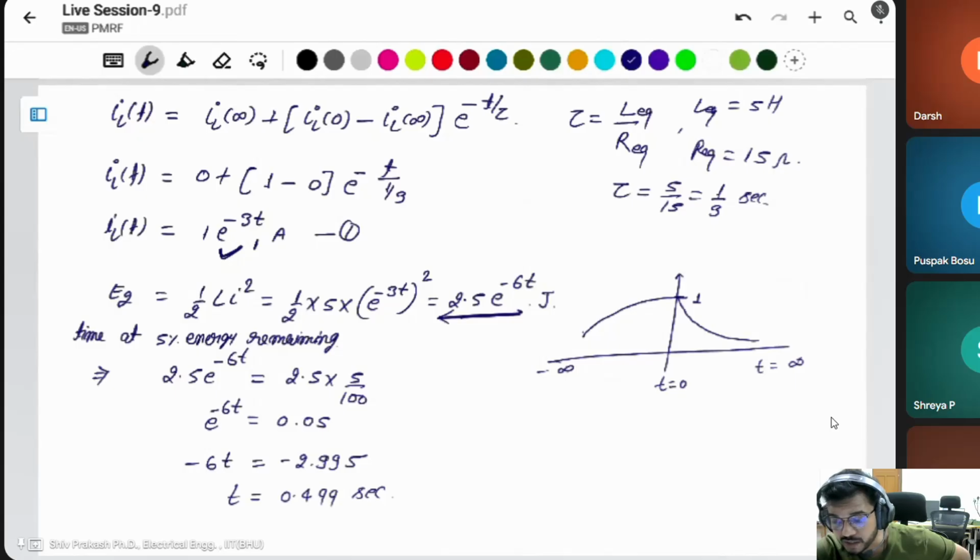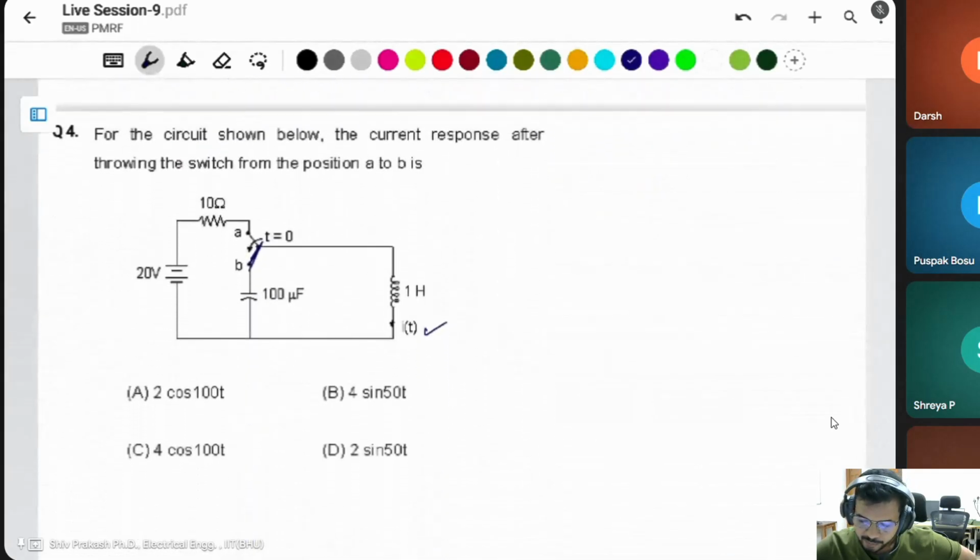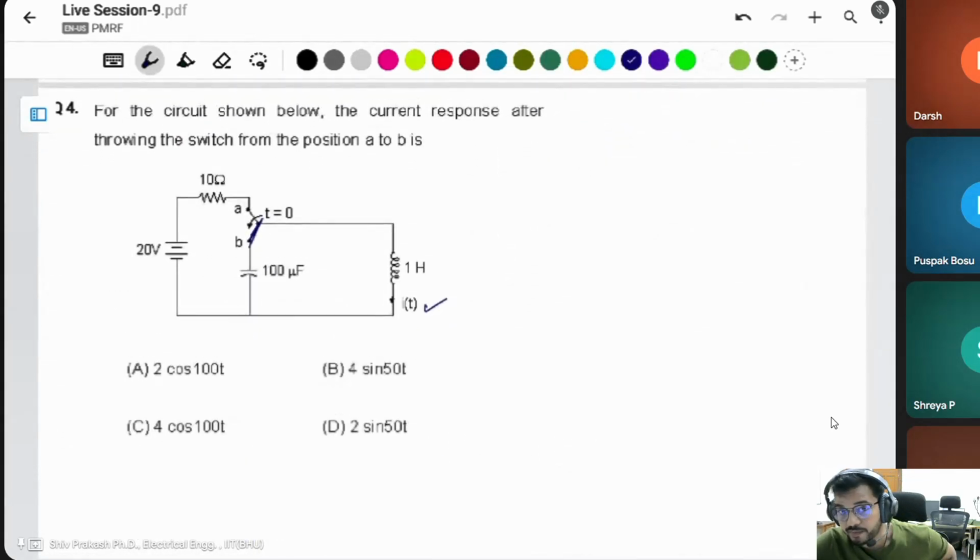Okay, in this question you can simply apply the initial point and final point. Then after, you can find the voltage equation by putting in the initial and final values. But this case is something different. Why am I telling you? Because there is an inductor and a capacitor both.